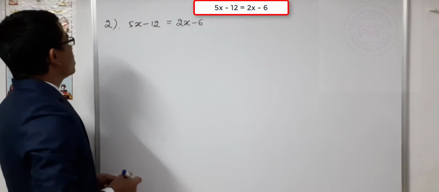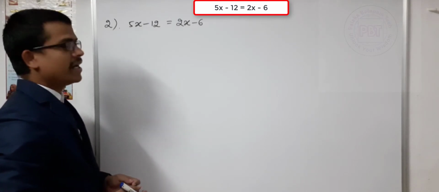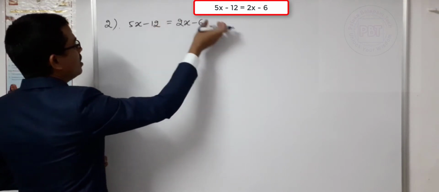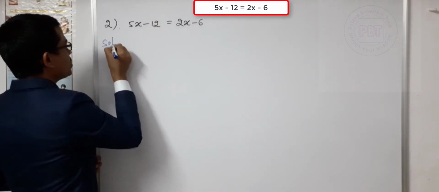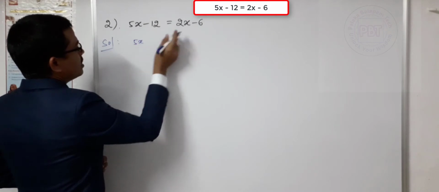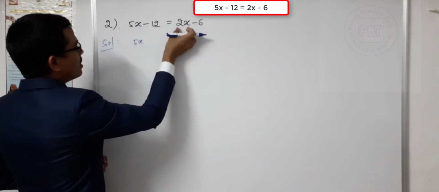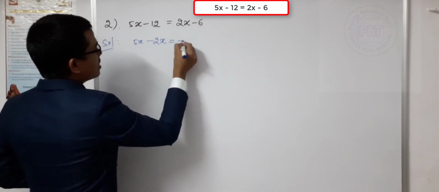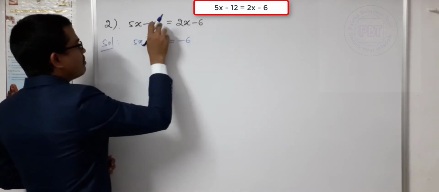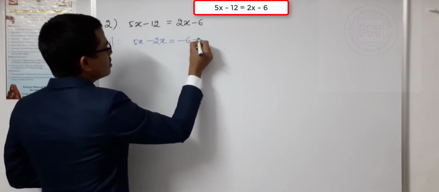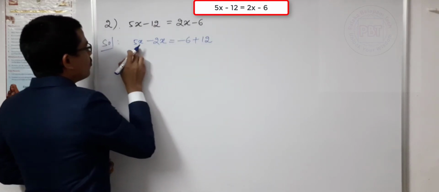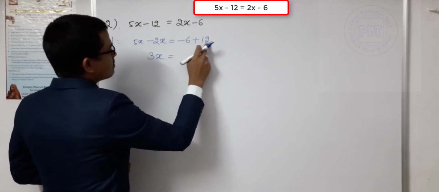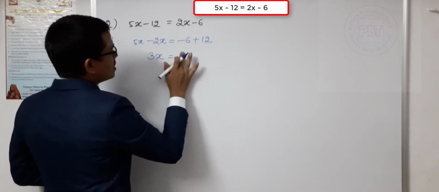Let us see the second question: 5x minus 12 equal to 2x minus 6. Now I am transposing 2x to the left hand side and minus 12 to the right hand side. In the solution, 5x, transposing 2x to the left hand side, plus 2x becomes minus 2x, equal to minus 6, and minus 12 transposed to the right hand side becomes plus 12. Now 5x minus 2x is 3x, equal to minus 6 plus 12, which is plus 6.